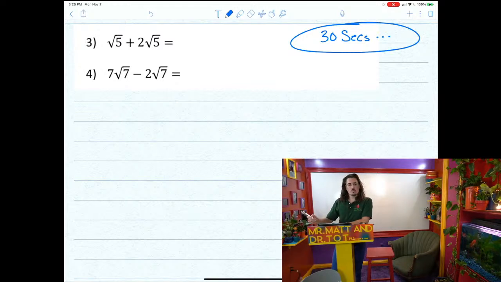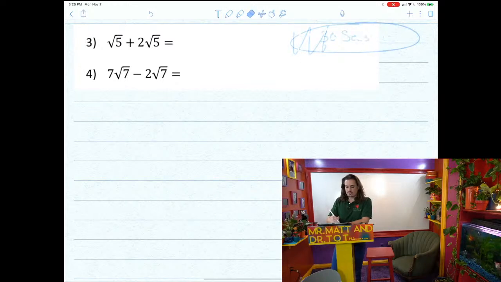Okay, so number 1 with root 5 plus 2 root 5, that's really 1 root 5 plus 2 root 5. So keeping the common radicand of 5 and adding the coefficients, we're going to get 1 plus 2 times the square root of 5. And 1 plus 2 is 3. So your answer to number 1 is going to be 3 root 5.